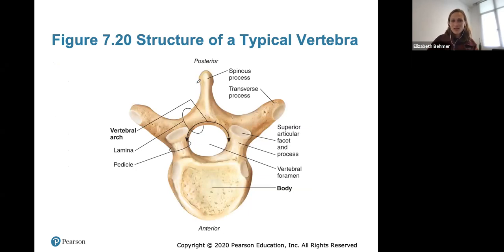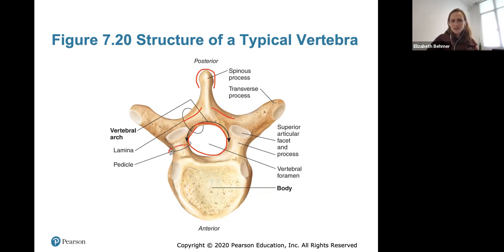The spinous process is what you can feel if you run your finger down the length of your spine. Transverse processes go out parallel. Here's the body, which is what your intervertebral discs will sit on. There's a vertebral foramen, and this is what your spinal cord travels through. And then you have the lamina. The lamina kind of makes up the walls leading up to the spinous process.